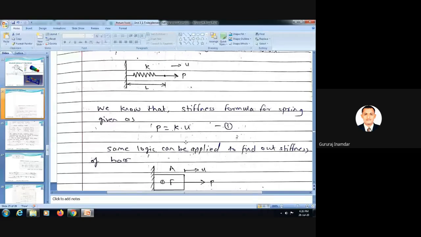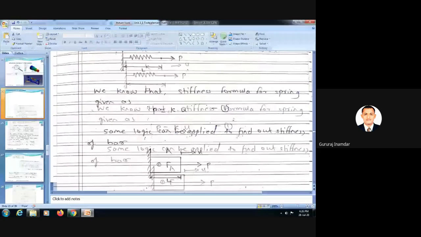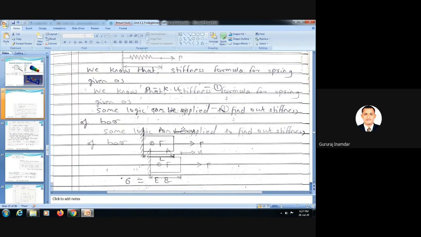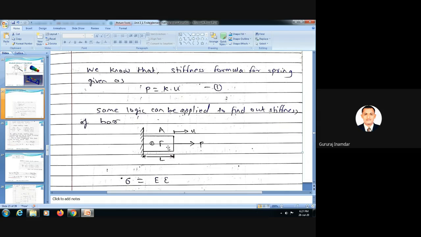Let me mark this as equation 1. Now the same logic we can apply to find out the stiffness of a bar. This is the basic for the spring. Now for the bar calculation, the bar displacement calculation, the structural analysis of a bar, the same method we can apply here. Suppose instead of a spring we have taken one bar.